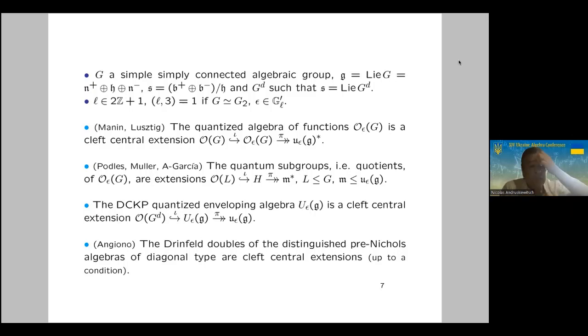Generalizing the examples by De Concini-Kac-Procesi, Angiono introduced the Drinfeld doubles of some objects called distinguished pre-Nichols algebras of diagonal type. And they are cleft central extensions if you assume that the parameters have some specific shape. So this is about examples of commutative by finite.